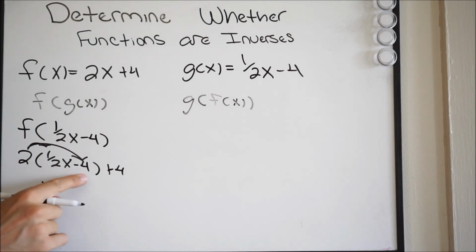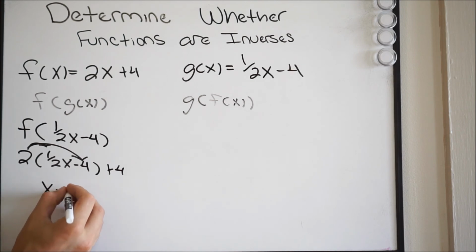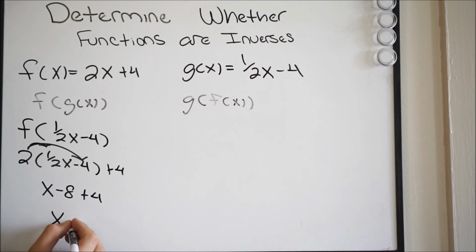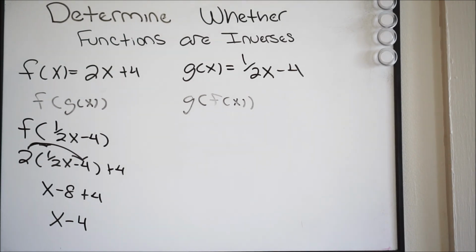And then 2 times a negative 4 is going to be negative 8. And we have plus 4, and we're left with x minus 4. Notice here that when we did this composition, it did not equal the input value, which in this case is x. We got x minus 4. So we actually don't have to go any further. Since this did not equal the input value, we already know that these are not going to be inverses, so this did not check out. We don't even have to do the other composition. All right, this problem is now complete.